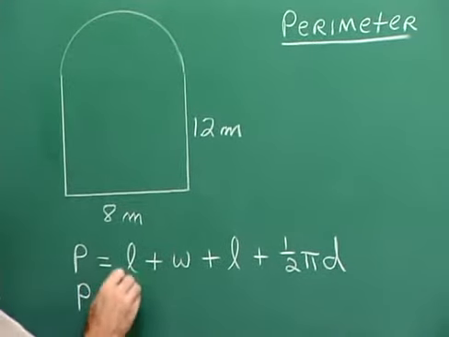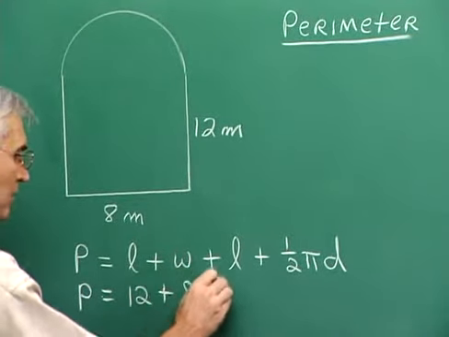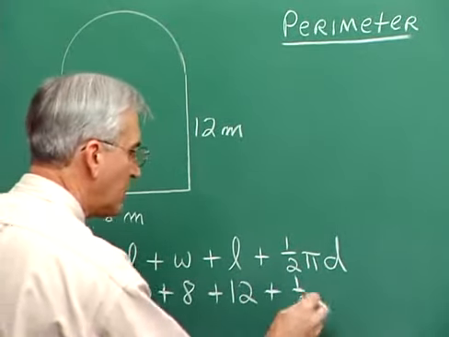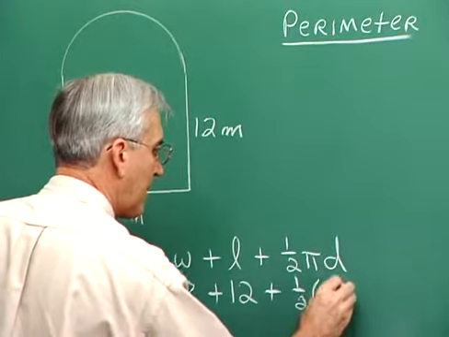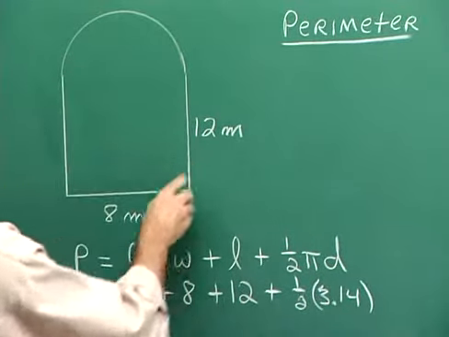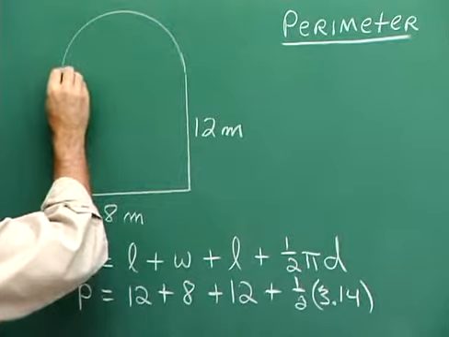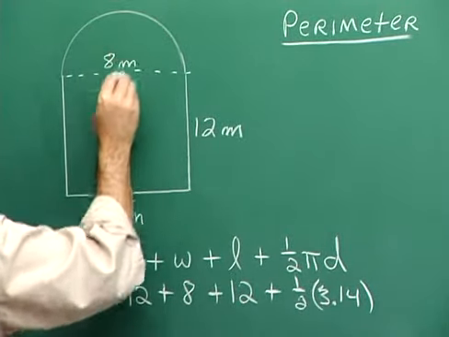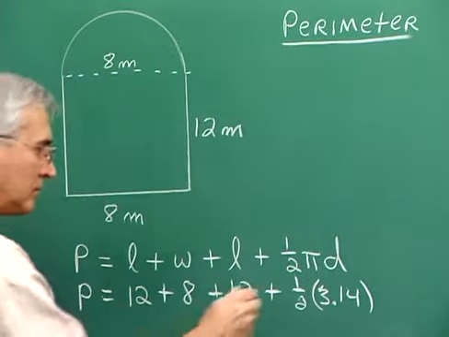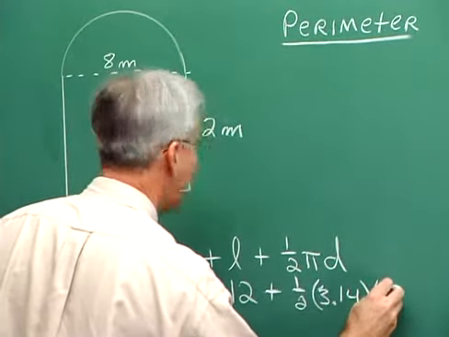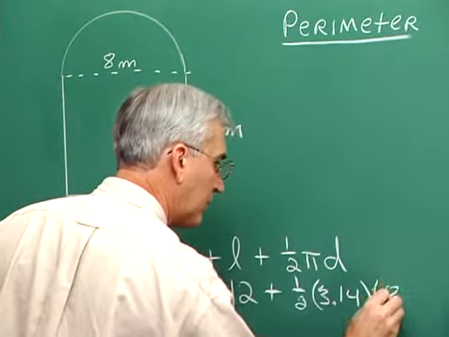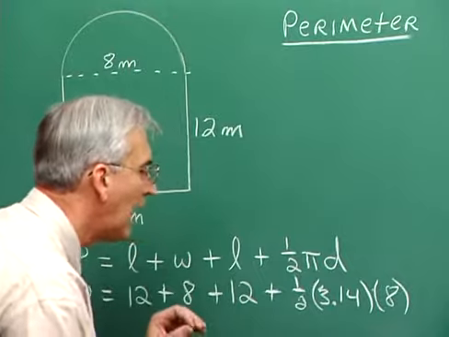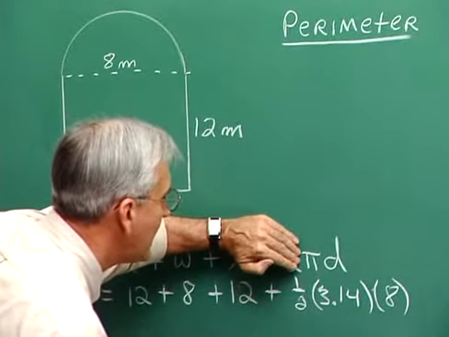L is 12, plus 8, plus 12, plus 1/2 pi. Now let's use 3.14 for pi. And the diameter, well, if it's 8 meters here, then it would be 8 meters across here, and so this would be 8. I want to make sure I'm using diameter and not radius here, the right idea. You see, it's the pi times diameter part.